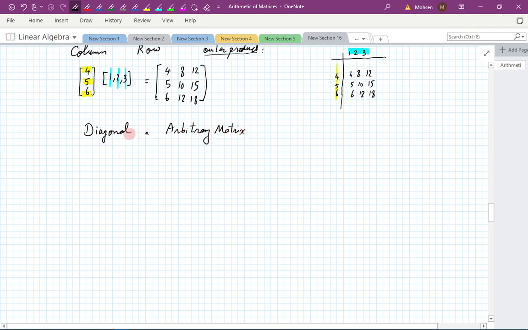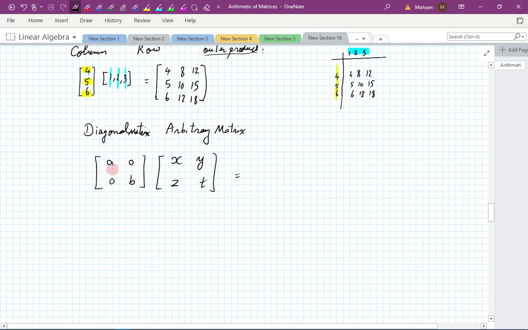So maybe let me write it out. It's a diagonal matrix times an arbitrary matrix. Let's go ahead and practice some parametric cases. Let's keep it short: A, B. And this one, the arbitrary matrix, let me call it X, Y, Z, and T.